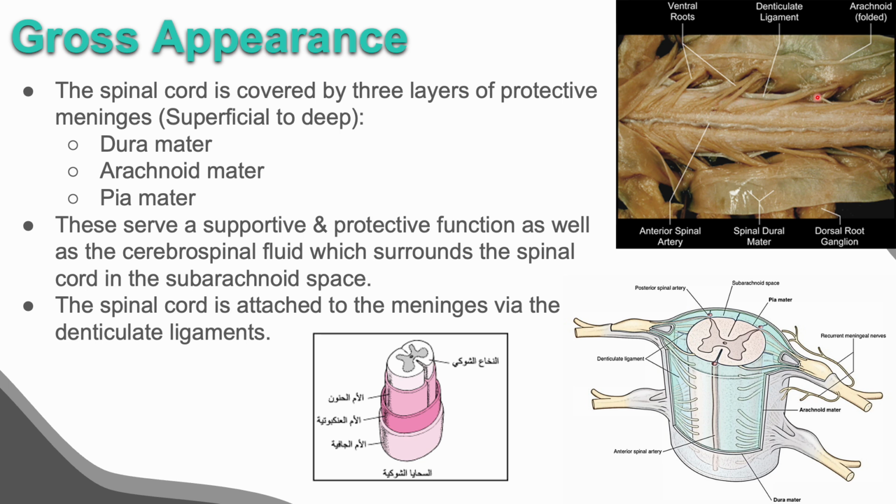The meninges of the spinal cord have an interesting set of names in Arabic. So the dura mater is called al-Jafiya. The arachnoid mater is called al-Ankabutiyya, and the pia mater is called al-Hanun.